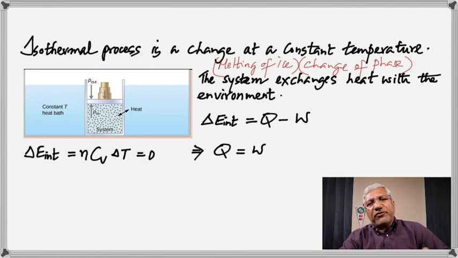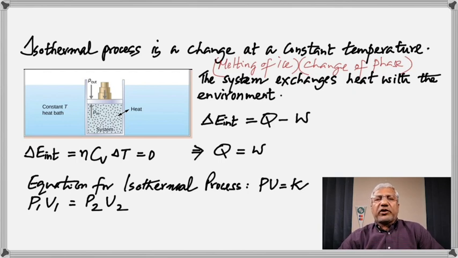Therefore, if you look at the first law of thermodynamics, you know the change in internal energy must be zero. Because change in internal energy is nCv delta T, and delta T is zero. Therefore, there is no change in internal energy, no change in temperature, which makes the left-hand side zero. And therefore, let me point that out to you. If the left-hand side here is zero, then Q must be equal to work. So that's important.